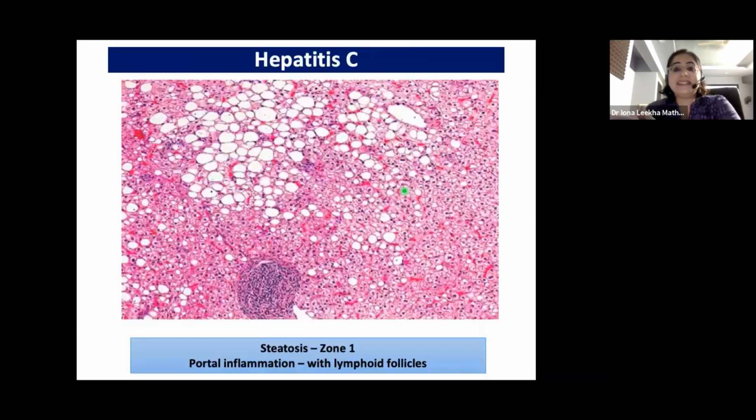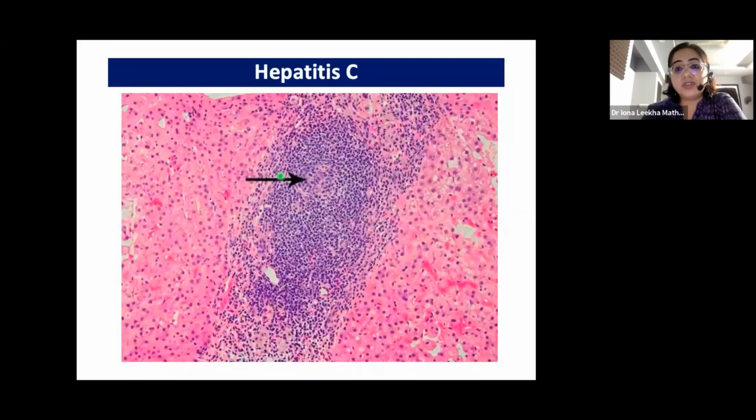Now, coming to hepatitis C, there are two things which you see here. One is macrovesicular steatosis, and the other is portal inflammation with formation of lymphoid follicles. So this is a lymphoid follicle. You see the hepatocytes here which show macrovesicular steatosis, that is a fat lipid droplet replacing the entire hepatocyte, pushing the nuclei to the periphery. Here you can see the nuclei pushed towards the periphery. And this is the portal area where you're seeing a lymphoid follicle. This is another higher view which shows a lymphoid follicle within the portal area with a prominent germinal center.